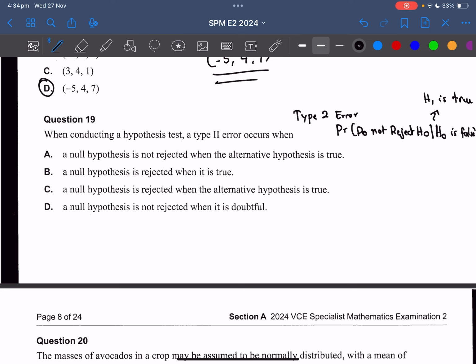So let's read the options now. Option A, a null hypothesis is not rejected when the alternative hypothesis is true. I mean, that sounds like the answer, right? Option B, a null hypothesis is rejected when it is true. No. Option C, a null hypothesis is rejected when the alternative hypothesis is true. No. Option D, a null hypothesis is not rejected when it is doubtful. I don't even know what option D is. I'm just going to go with option A. Option A sounds the best, okay?